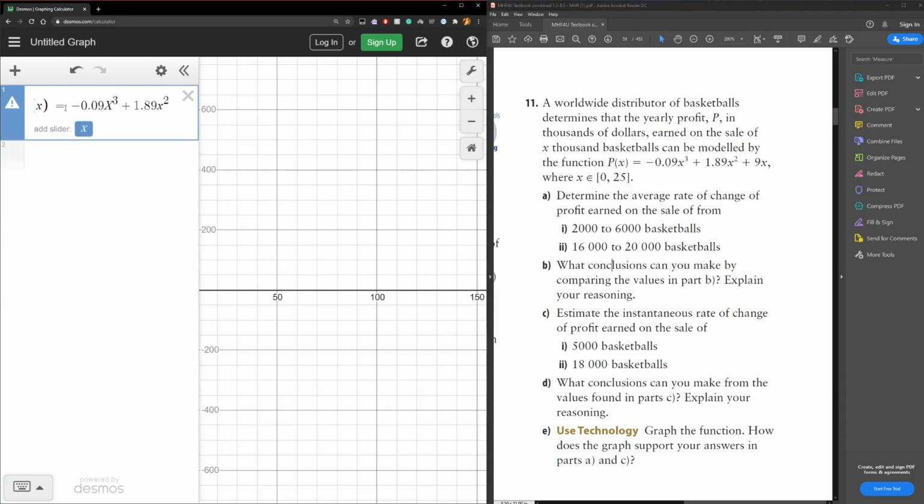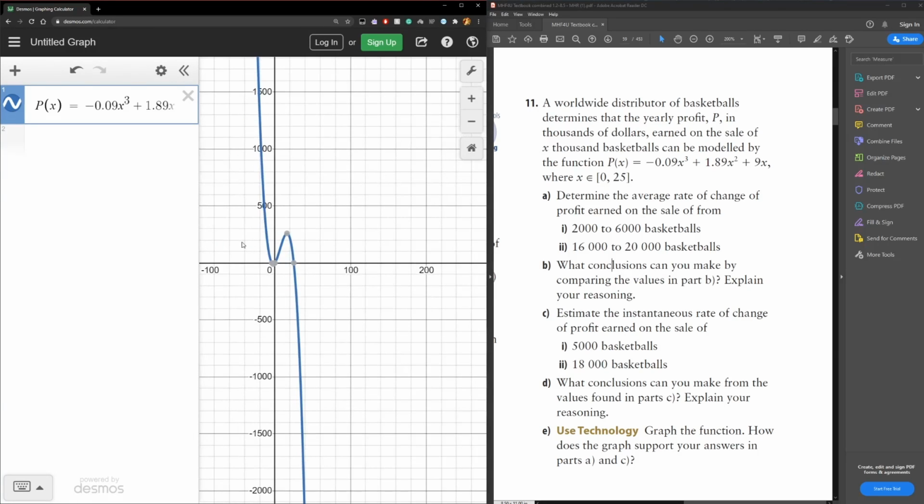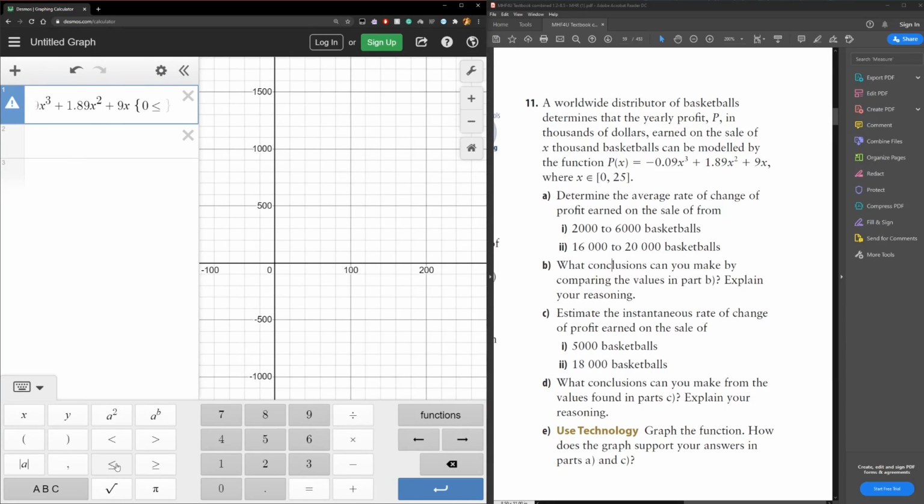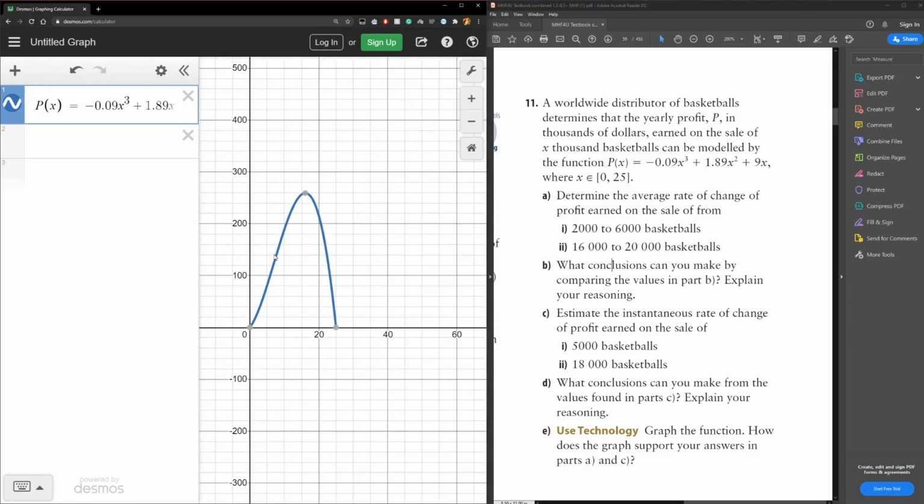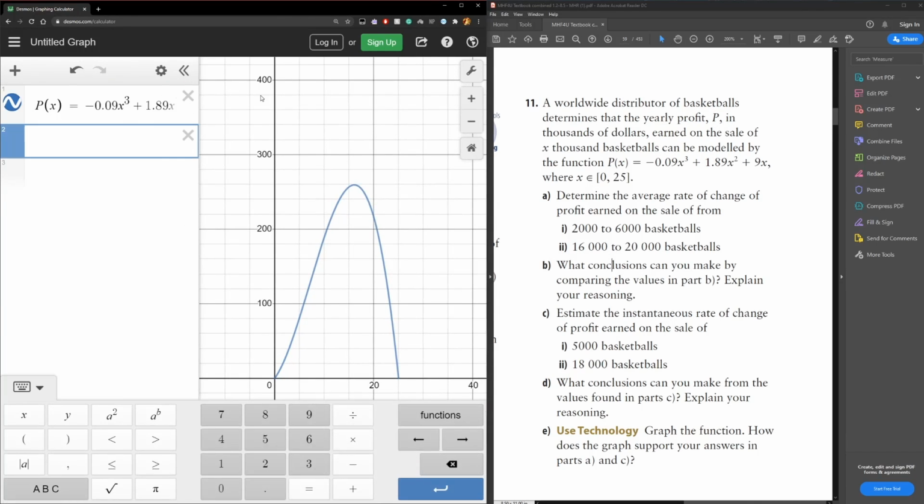Y is equal to negative 0.09 x to the power of 3 plus 8.9 x to the power of 2 plus 9x. There we go. Oh, x is big here. So this is our function. Also, if you didn't know this, you could actually set a range for how many decimals you want it to show. So we want to go to 25. And this is our little function over here. It's kind of cute. There you go.